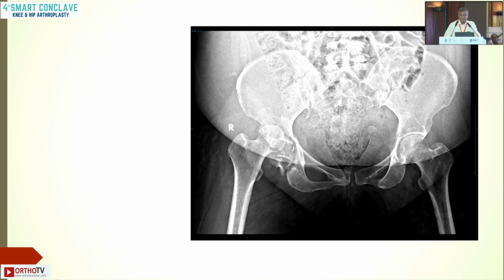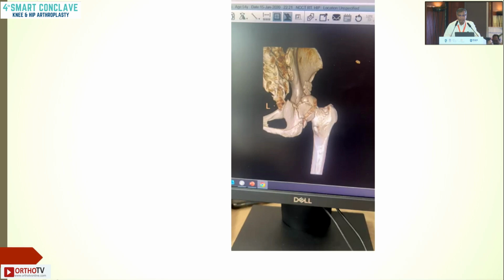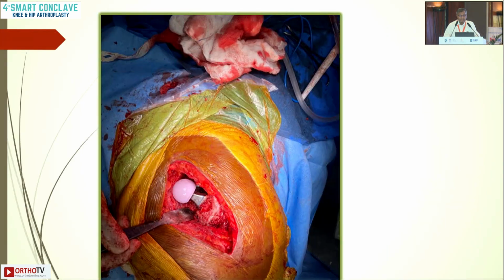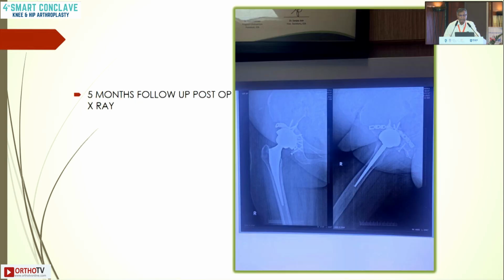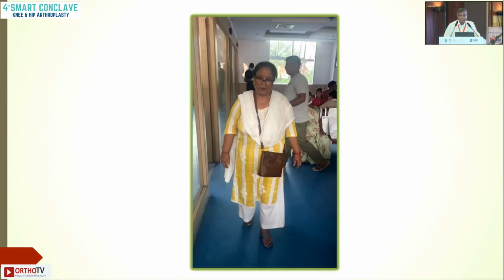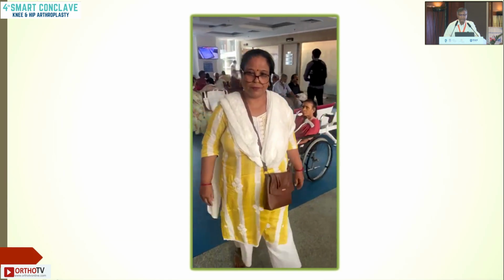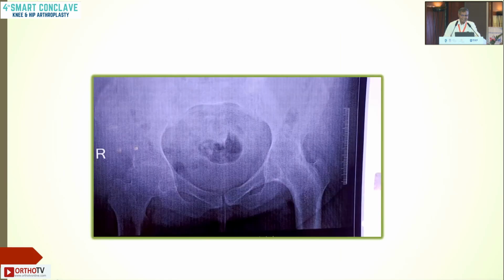This is another case where there is an anterior column and posterior column fracture, both, almost global deficiency. So I just retained the posterior column with the posterior plate, and after 6 months, I did the hip replacement. This is the 5-month post-operative X-ray, and this is the walking of this patient. This is the last case.